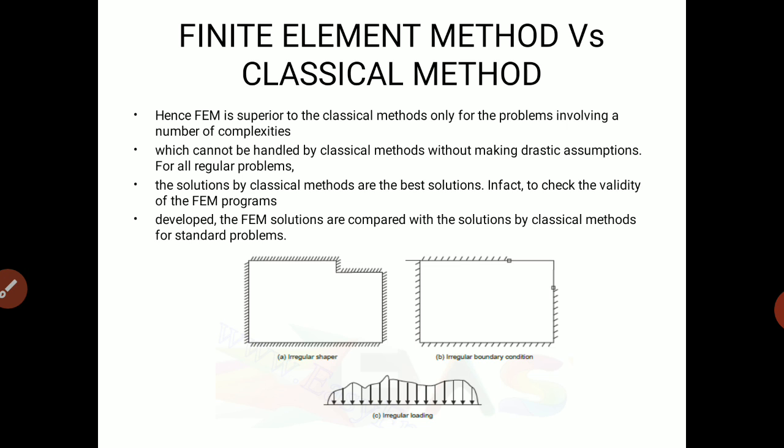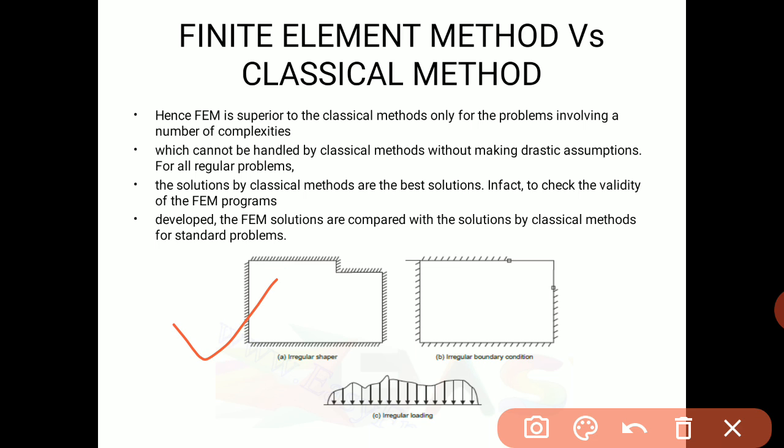So this is the same continuation of the previous slide. It is shown in this diagram for irregular shapes and irregular boundary conditions. Now see here, the change in boundary condition in a certain length. In our classical method we have not solved any such problem with this type of boundary conditions. And irregular loading: we have standard loading cases, and accordingly we have formed deflection and rotation equations. But in the finite element method no such limitations are there.